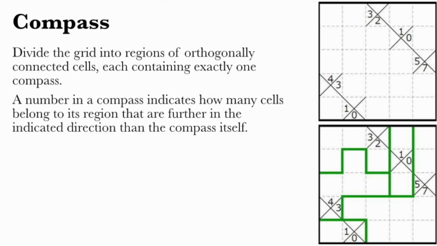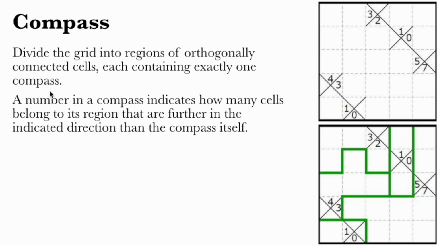But for today, if you haven't yet watched the previous video where we covered compass, I encourage you to go back and do that and get warmed up. But just in case, let's take a look at the rules. Compass is a region division puzzle. We will divide the grid into regions of orthogonally connected cells, each containing exactly one compass. Orthogonally connected just means connected by a cell edge, connected vertically or horizontally, not diagonally.